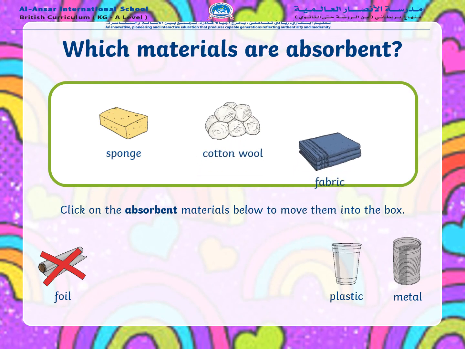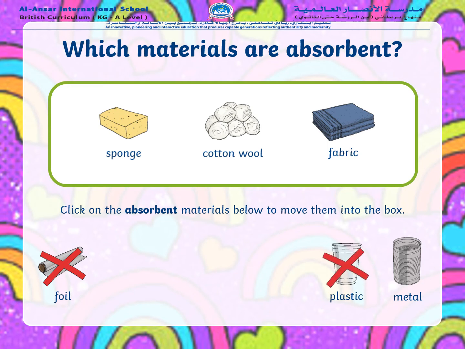Fabric, a towel. We usually use it after bath or washing our hands to dry our body. Why do you think it's so good at drying? It's so good at drying our body because it can absorb the water or liquid. Plastic glass, can it absorb? No. What about the metal can? No, because these are not absorbent materials.